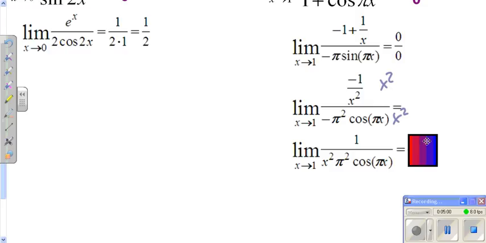So on top you get your 1, because the negative on the top undoes the negative on the bottom. We now go ahead and plug in our 1. 1 squared is 1. Pi squared, plug in our 1 here, cosine of pi is negative 1. So we get a negative 1 here times your pi squared on the bottom. So we do get a limit of 1 over negative pi squared.